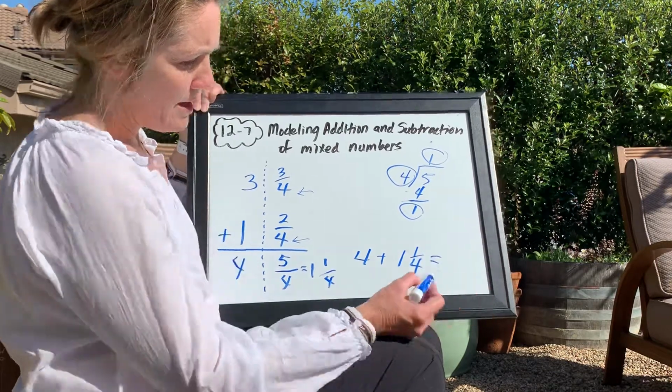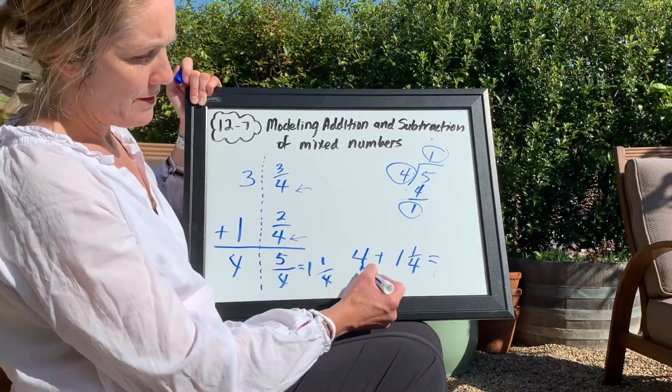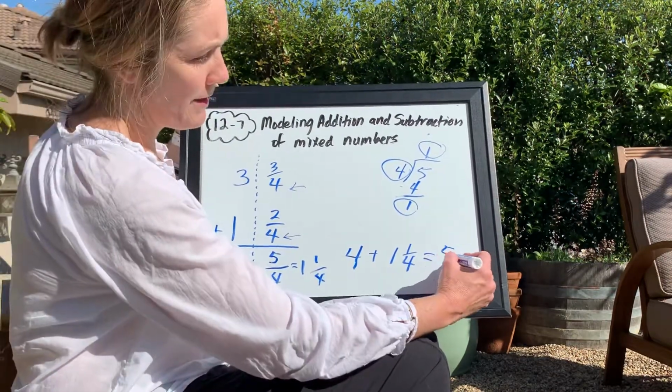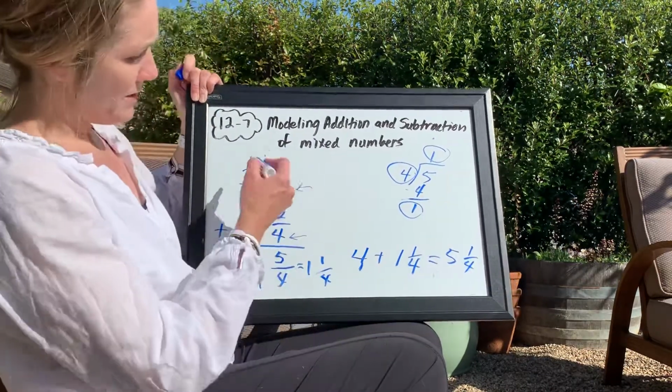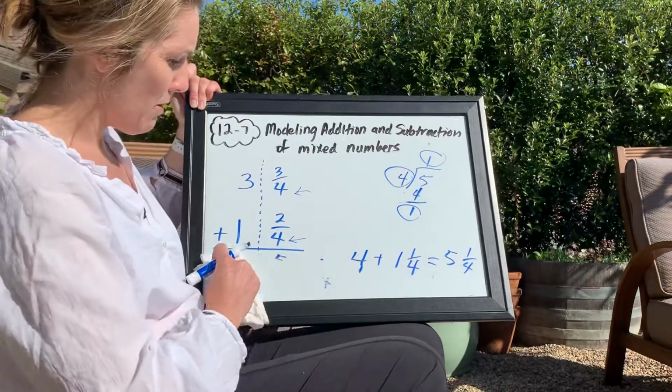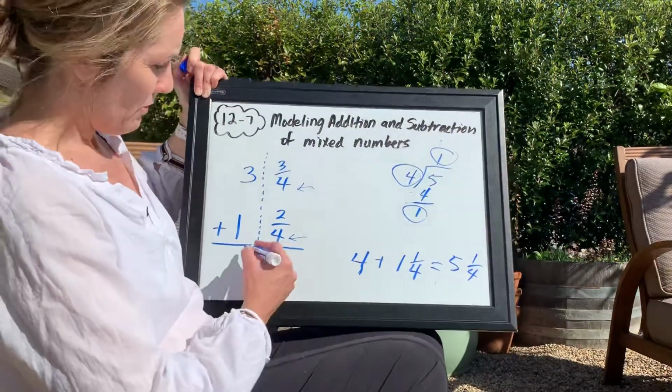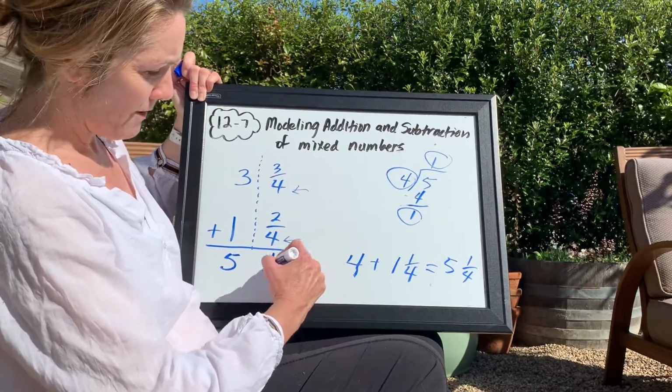1 1/4. Okay, so now we're going to add our whole numbers. 4 plus 1 is 5, and we're going to bring over the fraction that remains, a quarter. So the answer to this problem, translated all the way back again, would be 5 and 1/4.